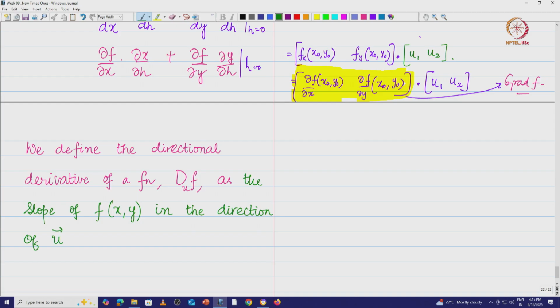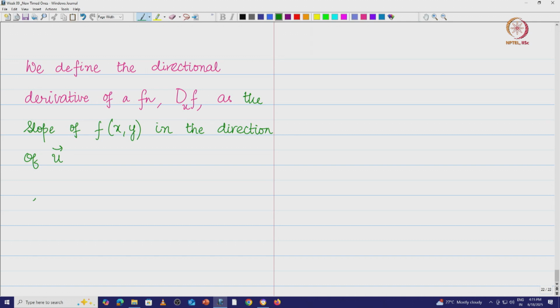Right. So, in general we are going to say the directional derivative of this function in the direction of u is nothing but dou f by dou x times u1 plus dou f by dou y times u2. Right. Let us just take a quick example and then we will look at some interesting observations here. So, let us take some example, example 1.